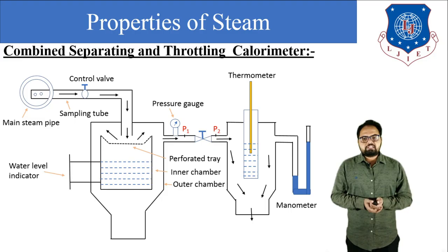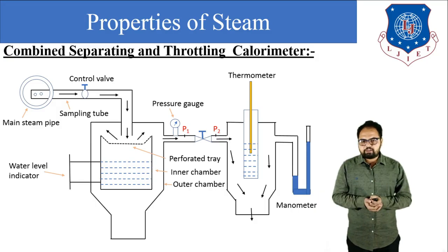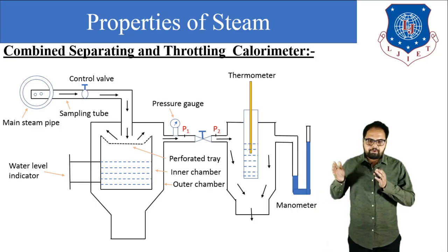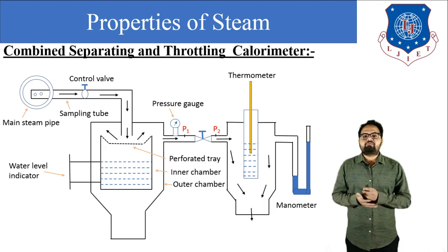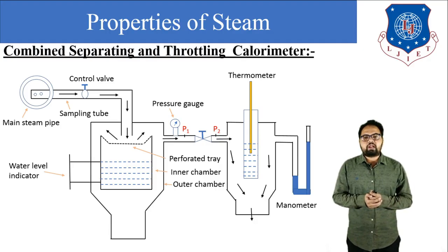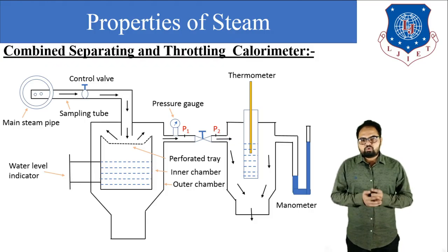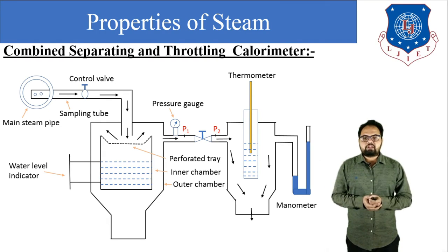Next is the combined separating and throttling calorimeter. This is the combination of the separating as well as the throttling calorimeter. As we know, the separating calorimeter is used for finding the dryness fraction of steam which has a very high value of wetness fraction, and the throttling calorimeter is used for finding the dryness fraction of steam which has a very high value of dryness fraction. So by combining these two calorimeters we can get an accurate result.